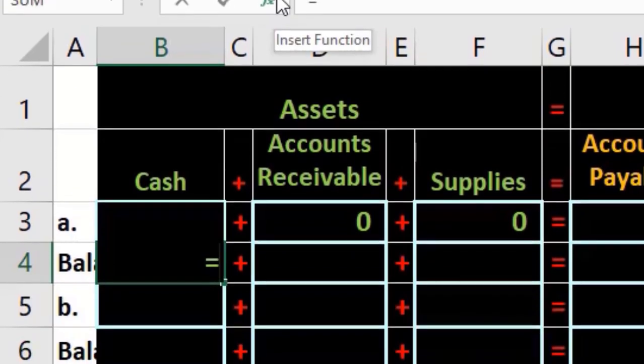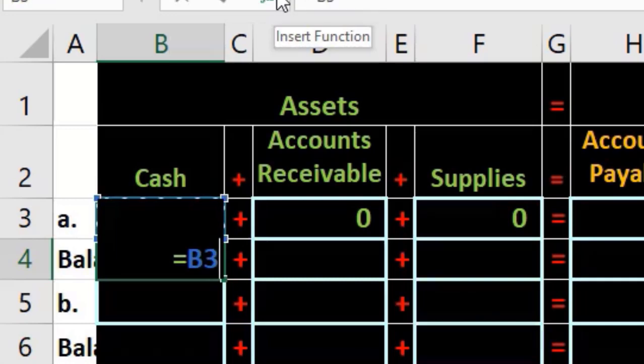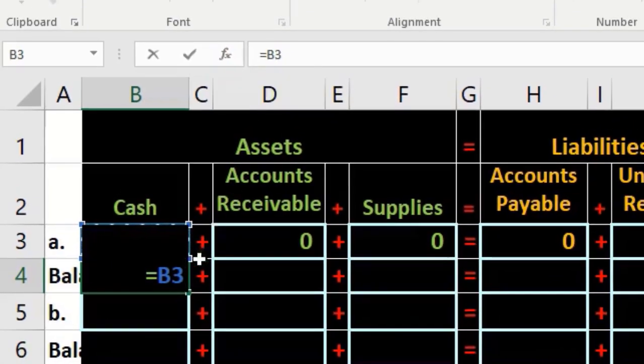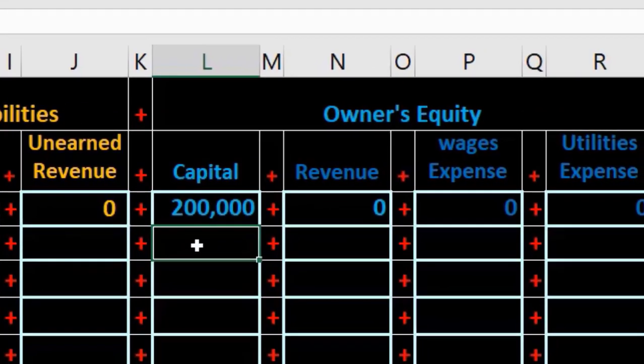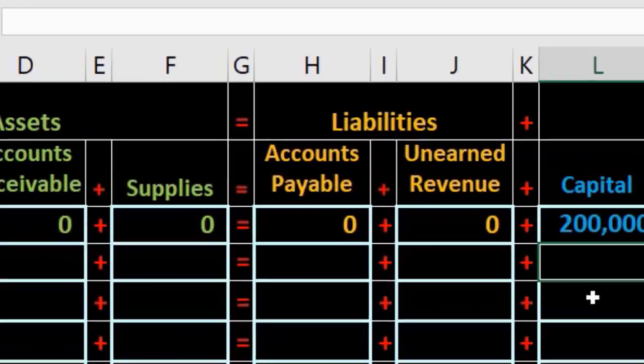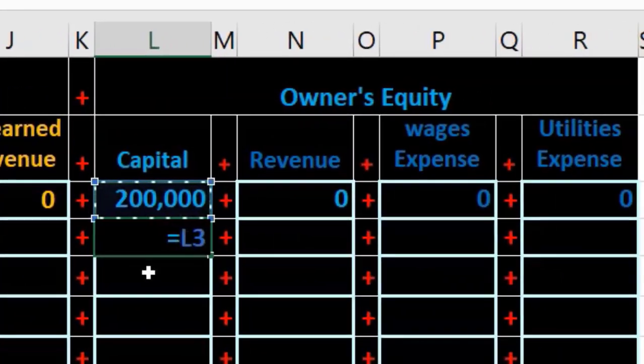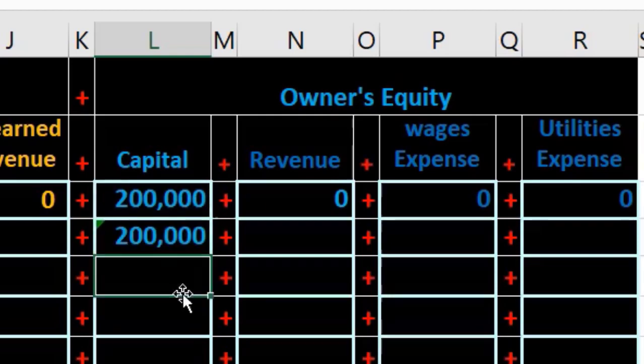So I'm going to select equals, and then the up arrow to point to cell B3. You can also just type in equals B3, but using the keyboard will be much faster. Then I'll select enter, and do that over here, in the other account that was affected. So in L4, equals and the up arrow one time. That equals L3. What that means is I'm going to take whatever's in L3 and put that in L4. Excel sees this as cell L3, and it's going to take whatever's in there, the 200,000, and put it there.